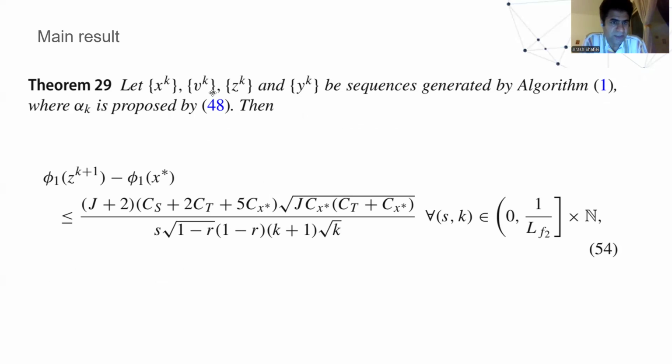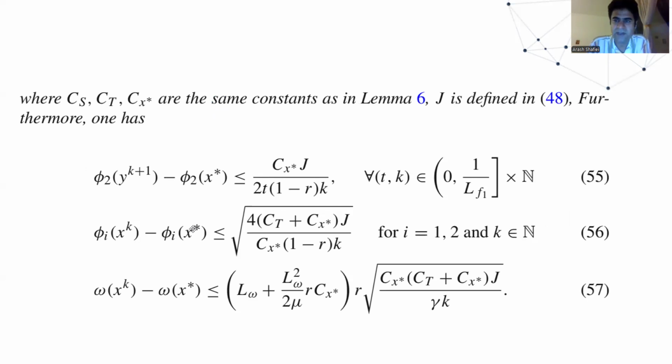When you have xk, nu k, zk, and yk as the sequences generated by the algorithm, the main algorithm, and you have alpha k proposed by the paper already mentioned, then you have this upper bound, the rate of convergence, for the difference of this term. And the next result is also about the inner level, about the convergence rate for the inner level. You can see here. And here, the 55, the rate of convergence for the outer level, the main objective omega.